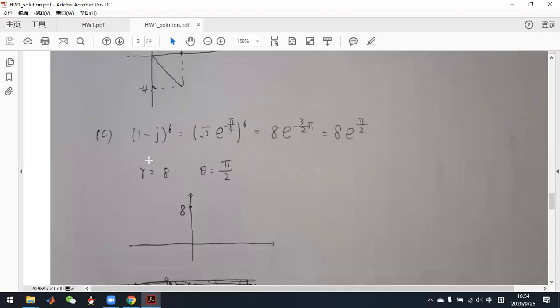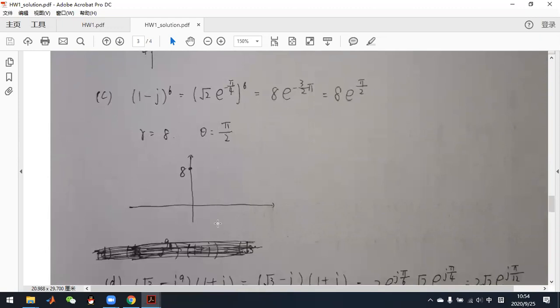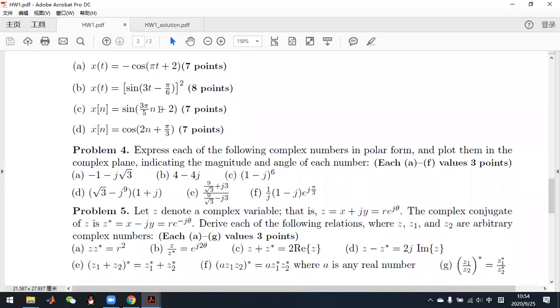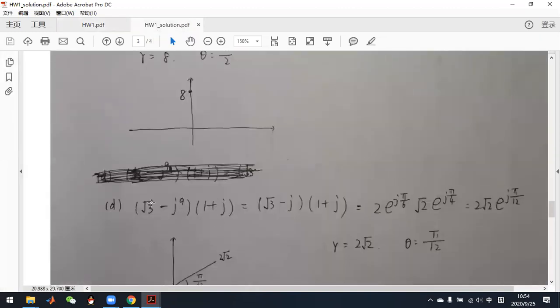So the magnitude is 8, and the phase is pi over 2, and it can be plotted in the complex plane like this. And the next one, square root of 3 minus j to the power of 9 times 1 plus j. First, we need to calculate j to the power of 9. It is just equal to j. And then it becomes square root of 3 minus j times 1 plus j.